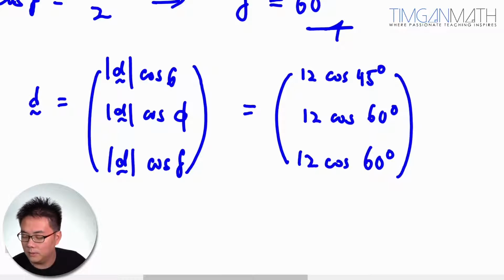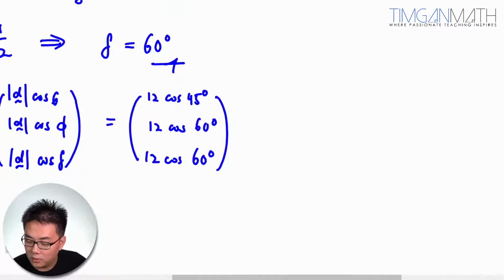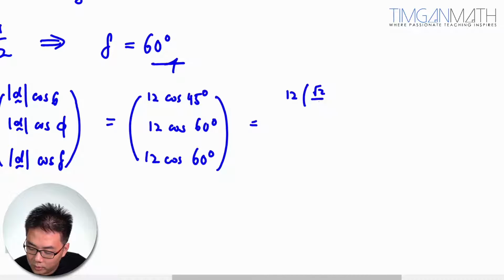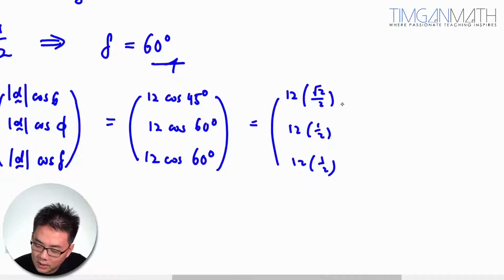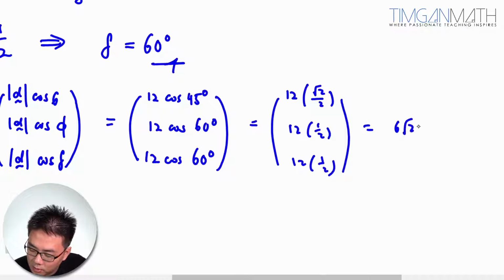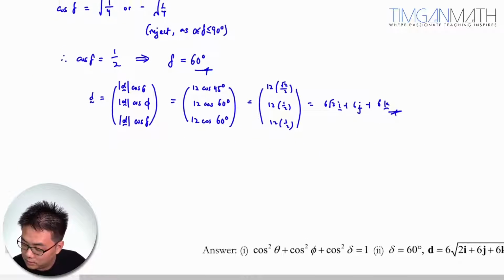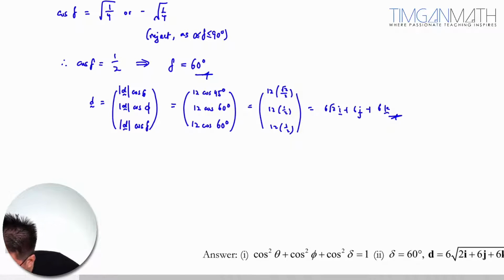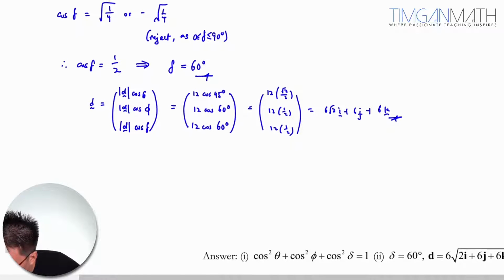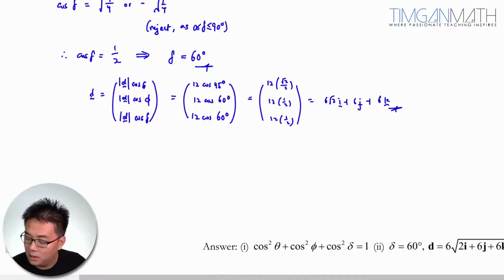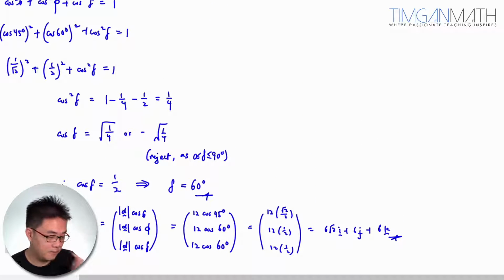Okay, so what we're going to get is 12 times 1 over root 2, or root 2 over 2, 12 half, 12 half. So the Cartesian form will be 6 root 2 i plus 6j plus 6k. So this is D, right? So that's it. Something is wrong. Okay, yeah, correct. So that's the answer.